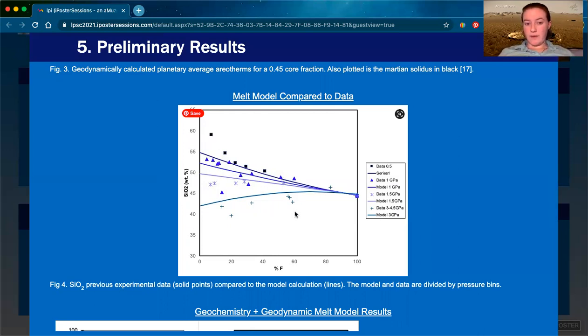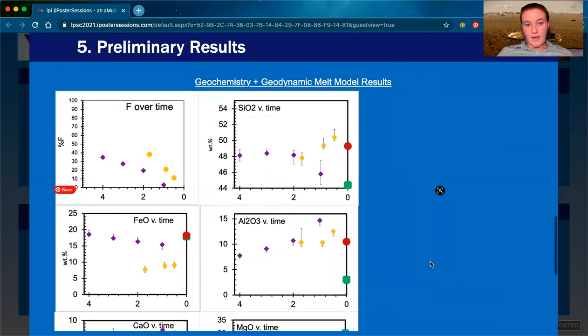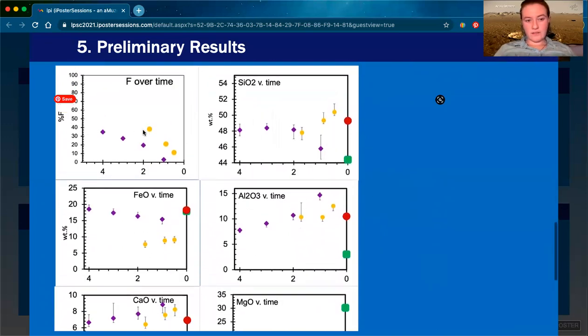We divided these by pressure just to make it a little bit simpler, easier to read. And so we have the data plotted here. These are the solid points. And then these lines represent the model that we calculated that predicts how much of an oxide will be in the melt based on the input conditions. And our result here is this geochemistry and geodynamic melt model results. And what this tells us is how much melt. So F here represents melt.